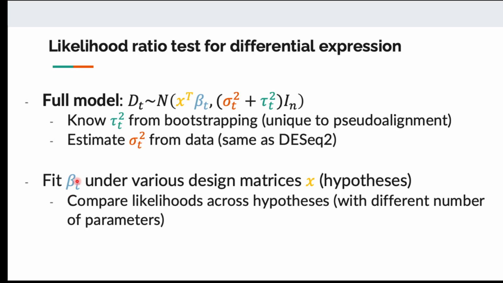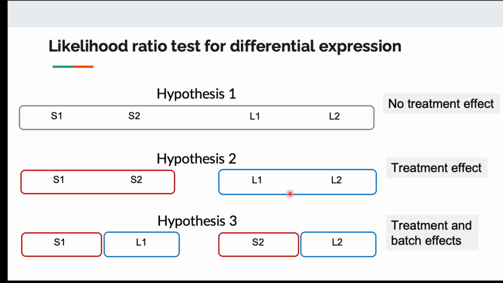So they're going to say that you might have different hypotheses, and the tool is going to fit the beta, the effect size, under different hypotheses, and then they will compare which hypothesis and the produced beta fit the observed read count better. So this comes back to the likelihood ratio test that we saw several times already. So let's say you have three hypotheses.